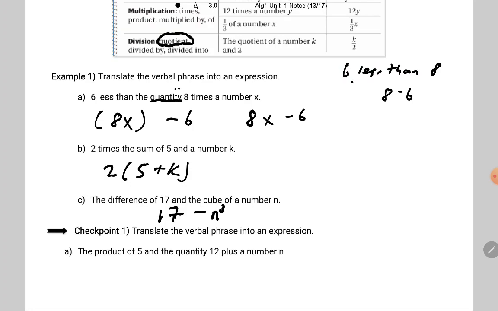Let's do some more. The product of 5 and the quantity 12 plus the number n. So product means multiplication, quantity, put the parentheses up, 12 plus the number n.